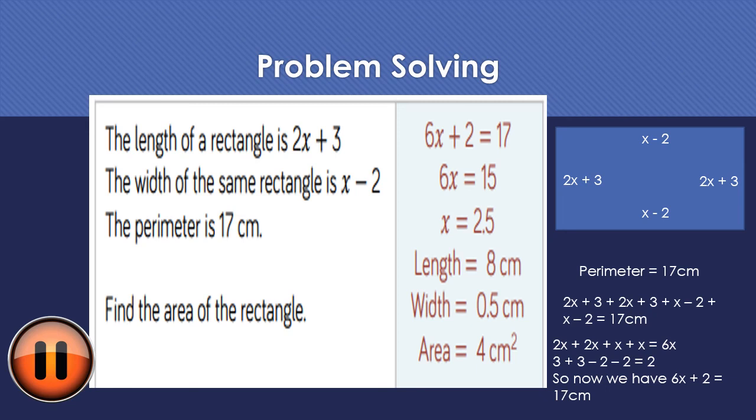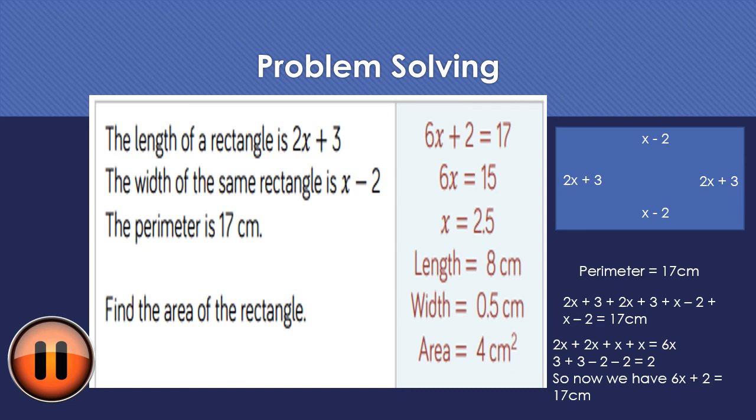What is 8 multiplied by 0.5 centimeters? Well, what is 8 times 1? 8 times 1 is 8. Now, what is 8 times a half? Yeah, it's going to be less than 8. So 8 times 0.5 gives us 4 centimeters. And we need to remember to put squared at the end because we're talking about the area. So our answer is 4 centimeters squared.